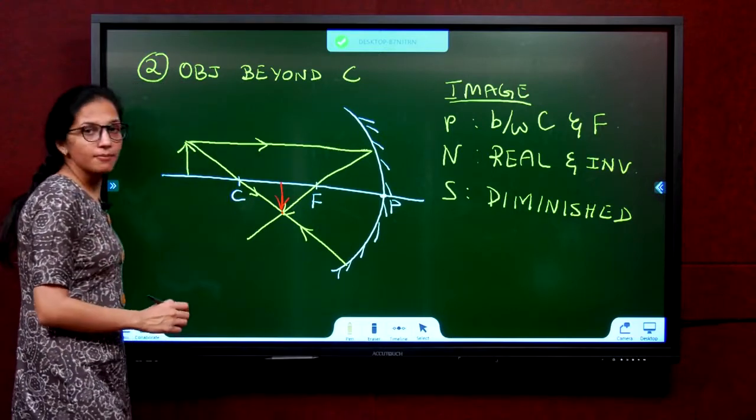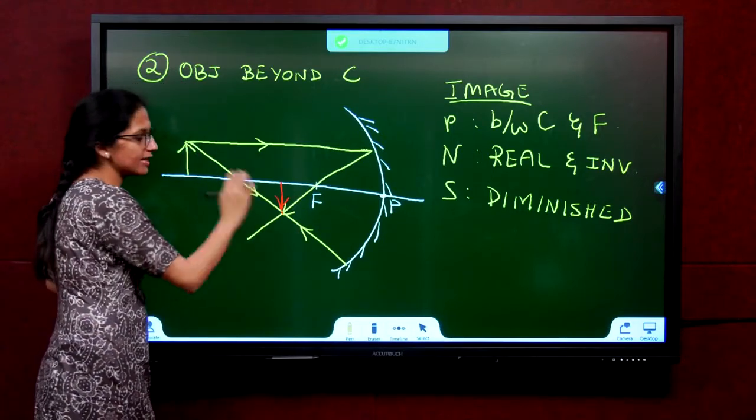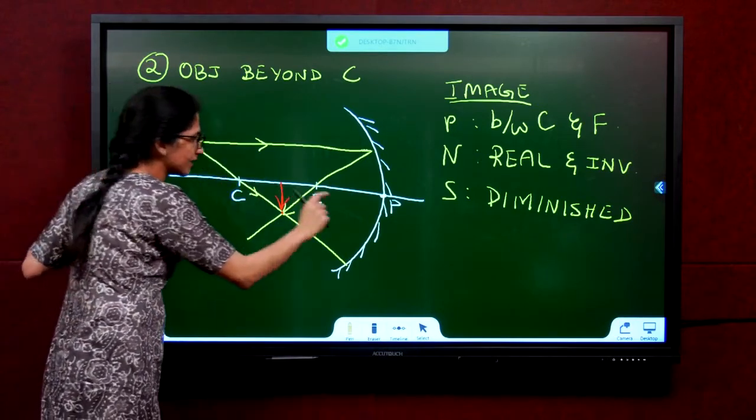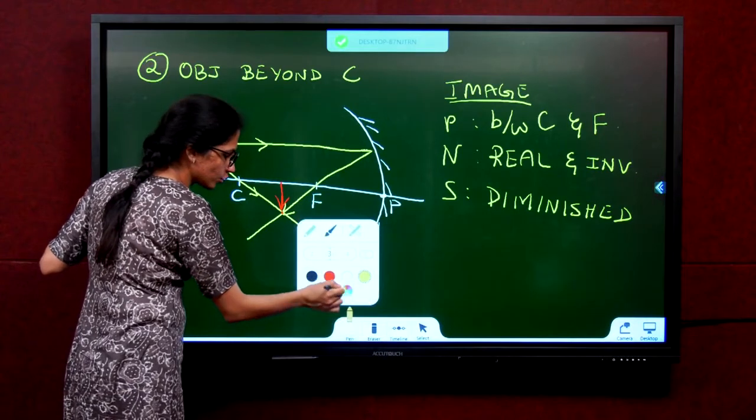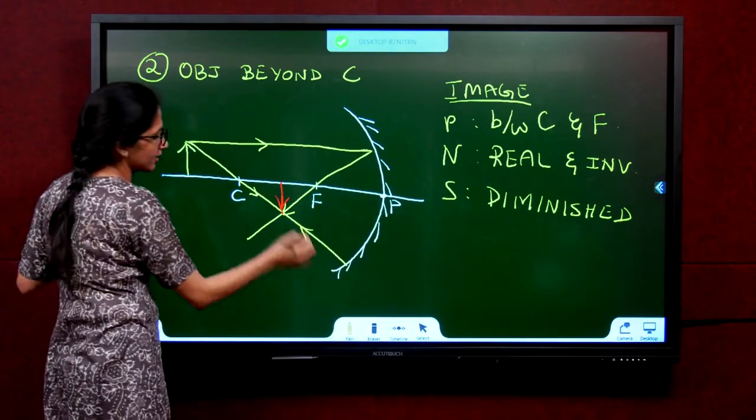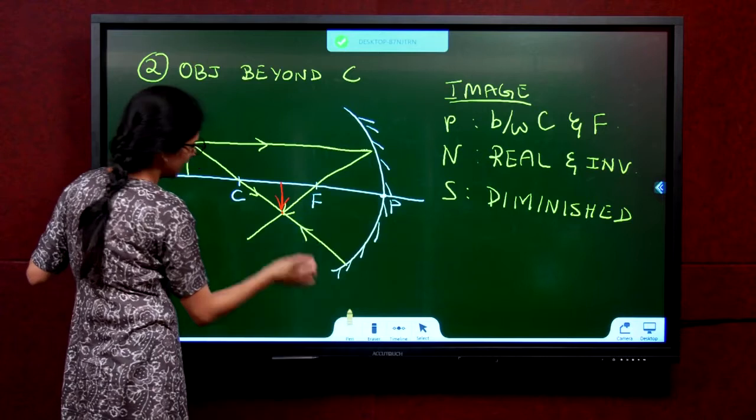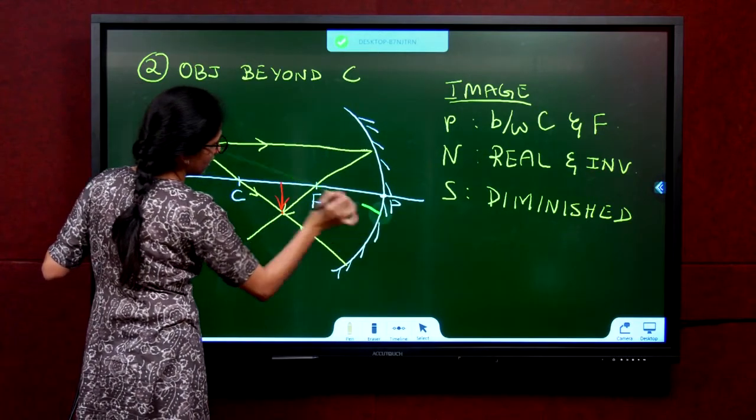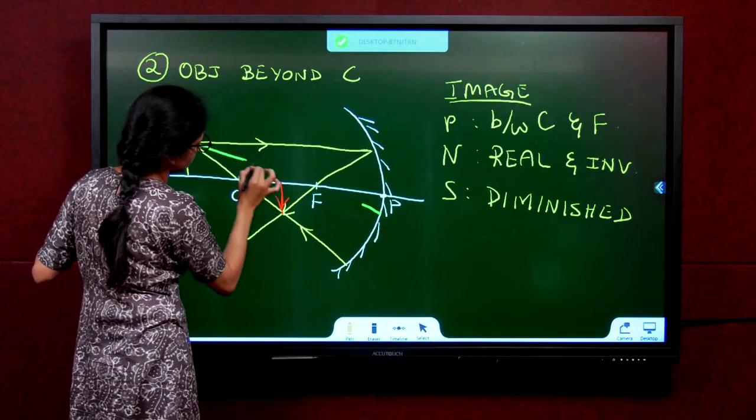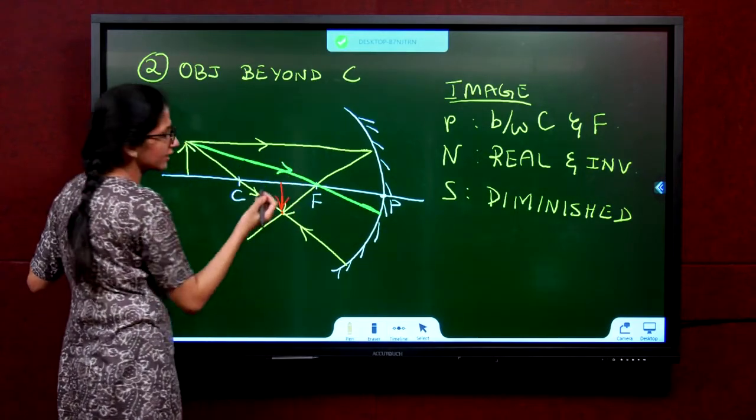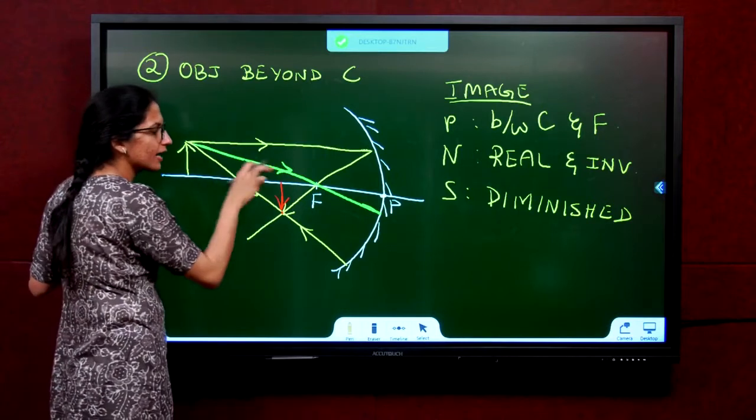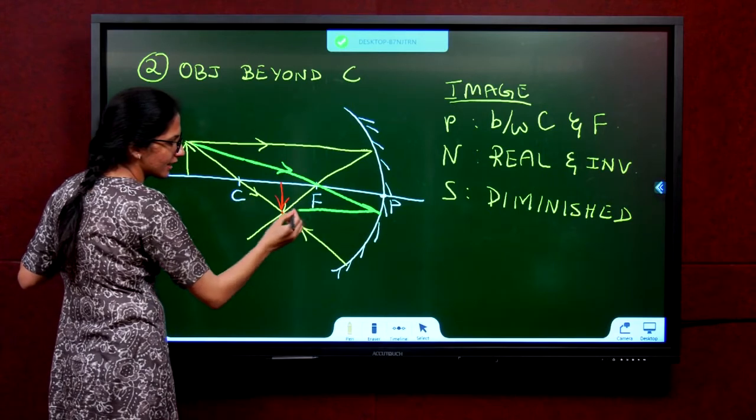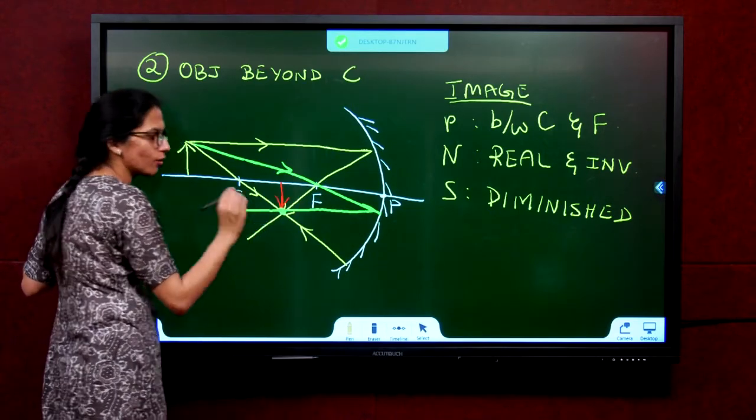One of you might ask, ma'am, what if I don't want to consider the C ray? What if I want to consider the case 2, a ray passing through F? You are free to do so. Let us say I am taking the ray passing through F. If you take the ray passing through F, you will observe it comes out parallel to the principal axis. Even this ray will meet at this point only.